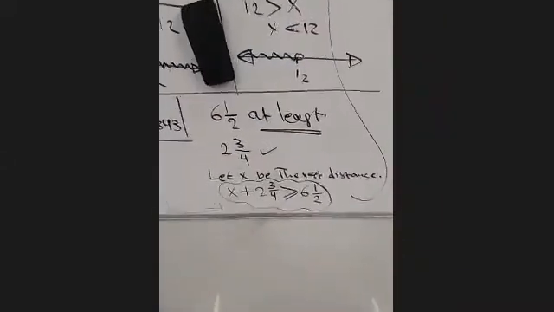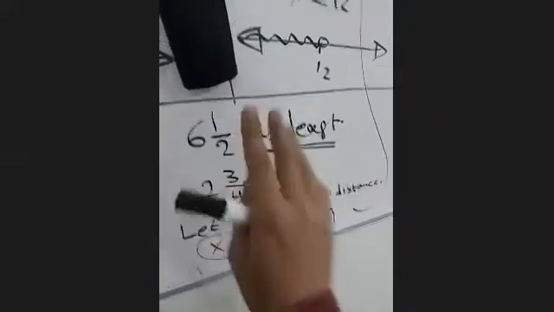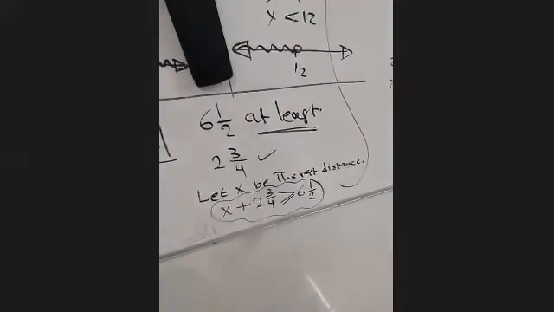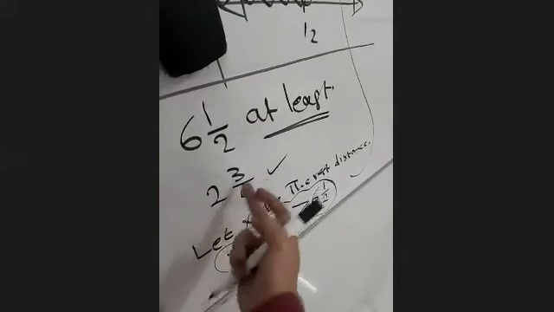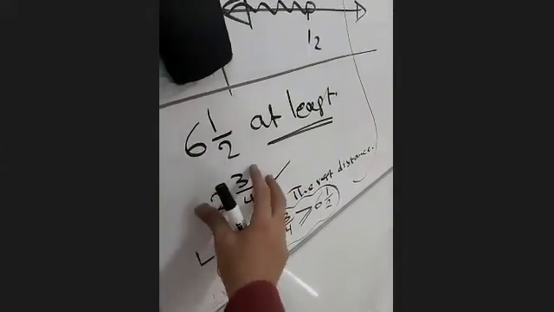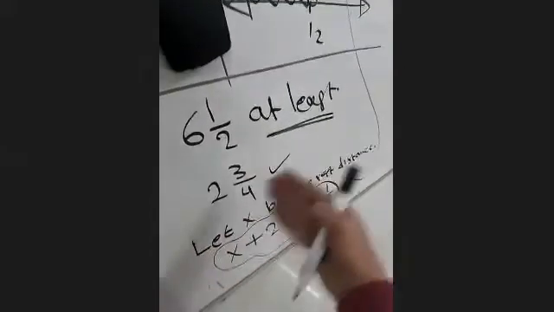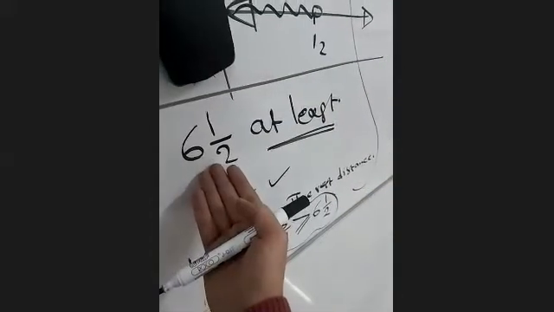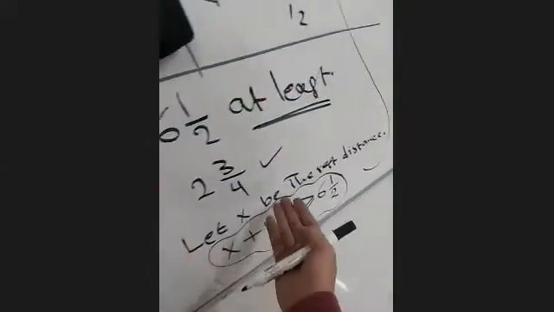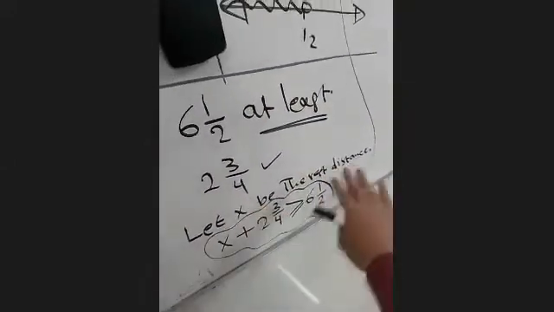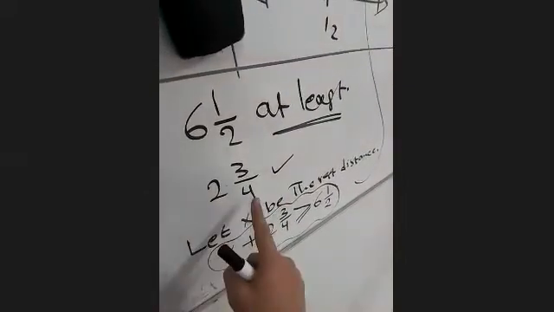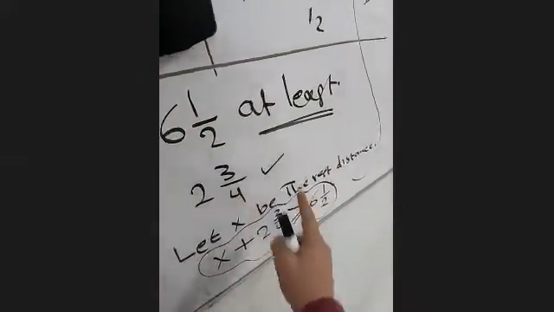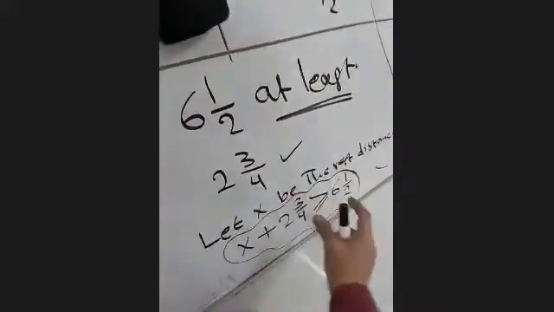This girl wants to walk at least 6.5 miles, okay? She already did how much? 3 over 4. She already walked this, okay? She still needs more to get to this one, okay? So let X be the rest distance. Now X plus what she did, because we have at least, more than or equal to the total, right?